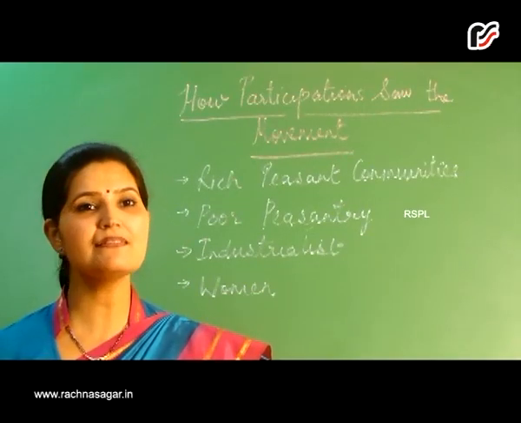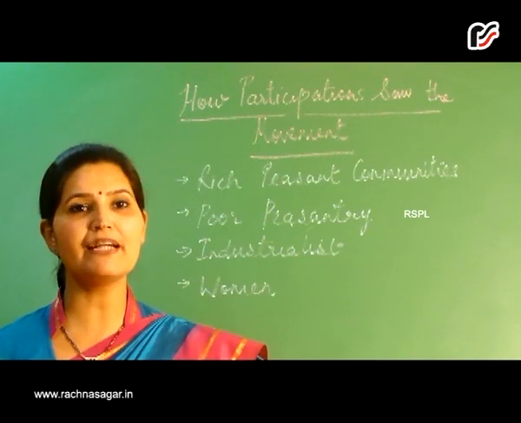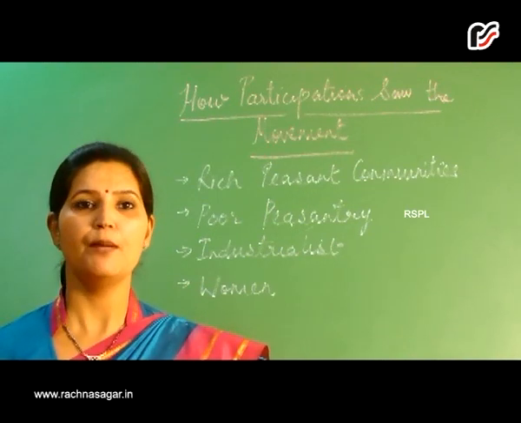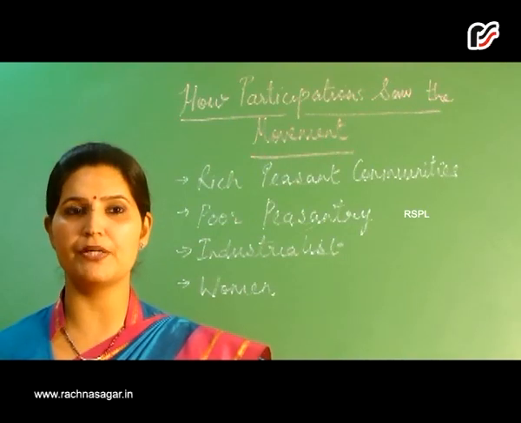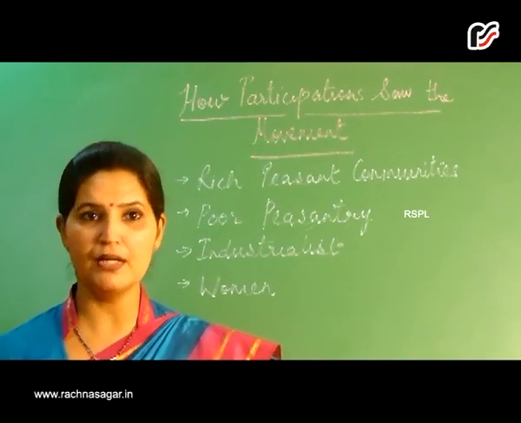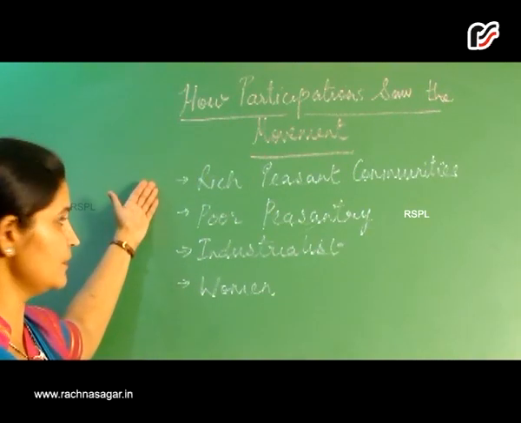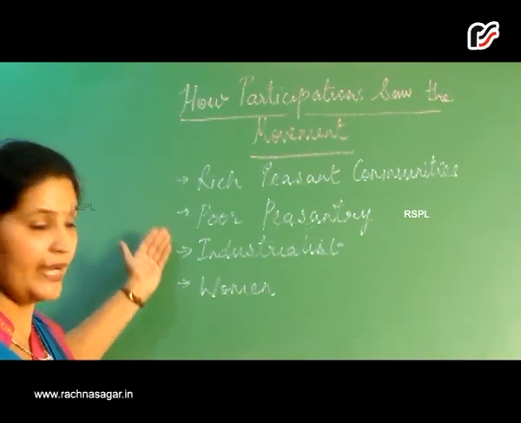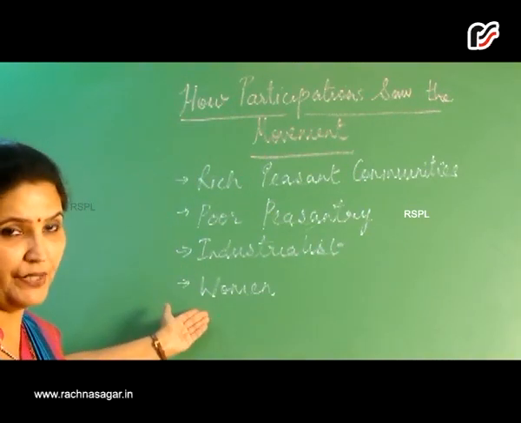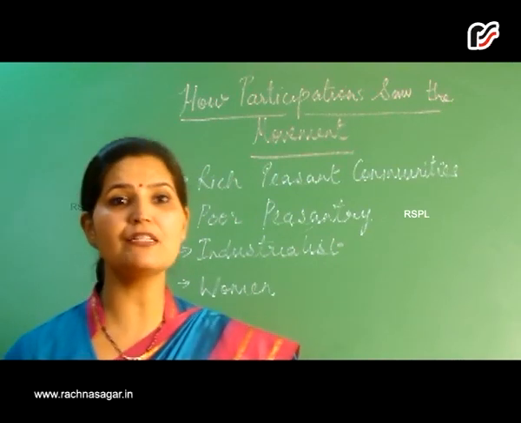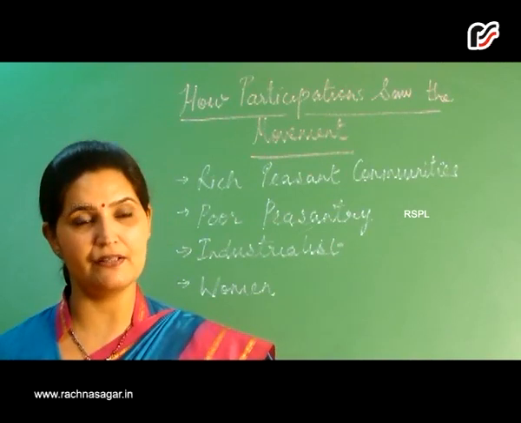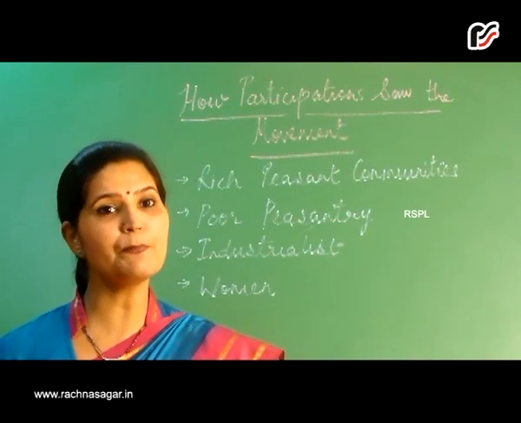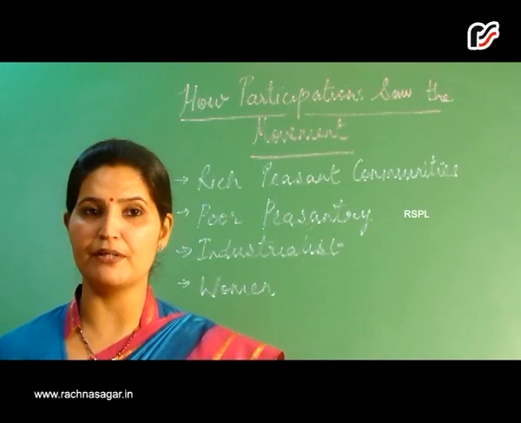Now, let us discuss how participants saw the movement. Many people of different social groups participated in the movement. The participants were the rich peasant communities, poor peasantry, industrialists and women. The rich peasant communities basically belonged to the countryside. With them, the poor peasantry also joined the movement.